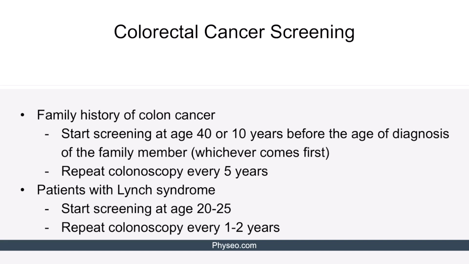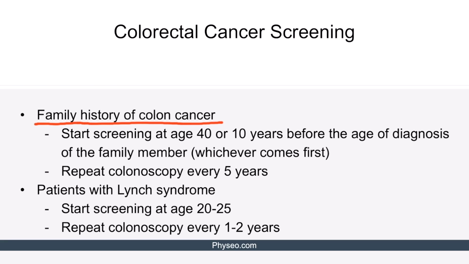Okay, now let's just focus on high-risk patients. What are the screening guidelines for these patients? Well, for patients with a family history of colon cancer, clinicians should start screening either at age 40 or 10 years before the age of diagnosis of the family member, whichever comes first. For example, if the patient's father was diagnosed with colon cancer at age 40, then your patient should have his or her first screening at age 30.